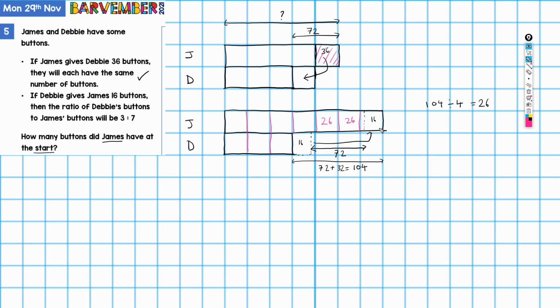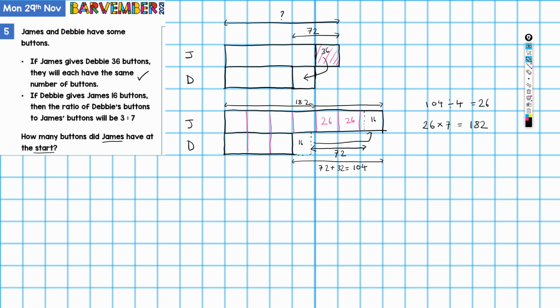Okay, so what does that tell us? Well, what we can now do is calculate what James has now. What does James have? He has 7 parts. We're told that here. Well, 1, 2, 3, 4, 5, 6, 7. So 26 times 7 gives us 182. So that's this, 182.